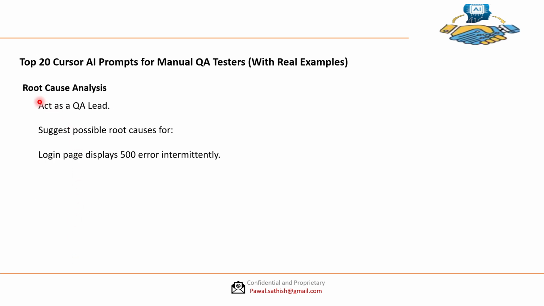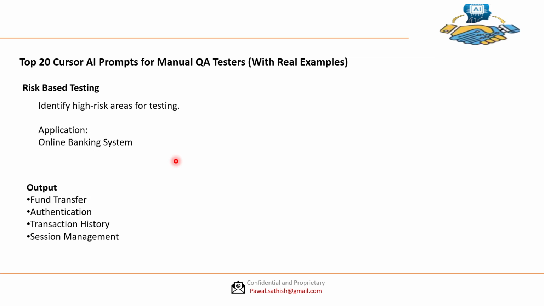Then next, we'll also use Cursor AI in case we need to find out the root cause analysis. Okay, so we'll simply give the prompt like: act as a QA lead, suggest possible root causes for the login page displays 500 error intermittently. Okay, definitely it will do the analysis and it will display the RCA.